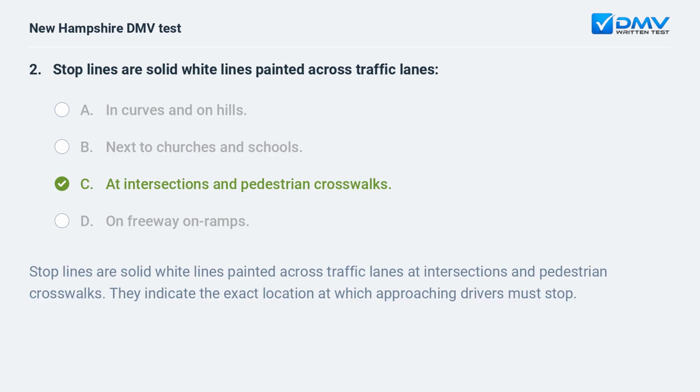C. At intersections and pedestrian crosswalks. Stop lines are solid white lines painted across traffic lanes at intersections and pedestrian crosswalks. They indicate the exact location at which approaching drivers must stop.